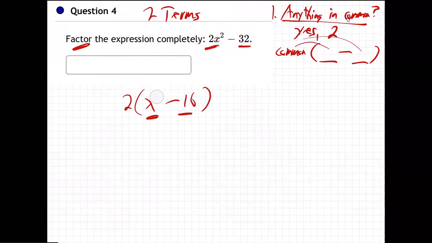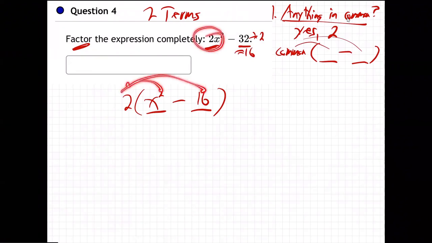What I did there, I could do that more slowly. I put the 2 out front, blank, and blank with a minus sign in between. And then say, all right, 2 times what? Well, x squared. And then 2 times what? That'll be 16. Just use your calculator. Just divide by 2 here. You'll get 16. It'll tell you. All right. Good so far. Now we're not done. 2 times x squared goes back to x squared, and 2 times 16 goes back to 32.